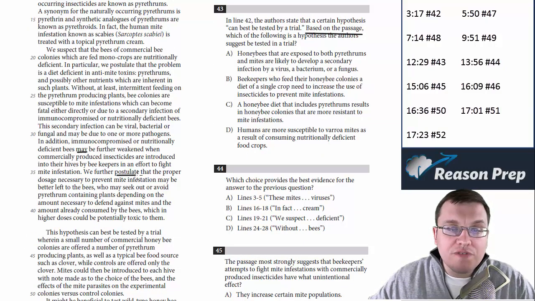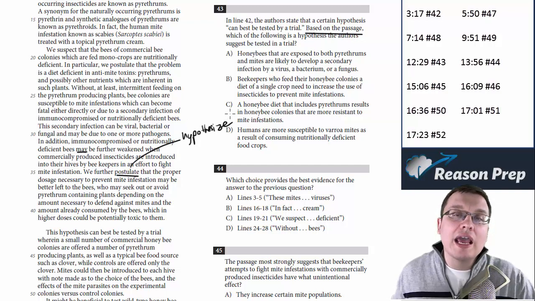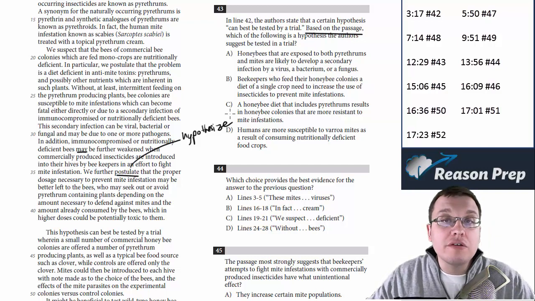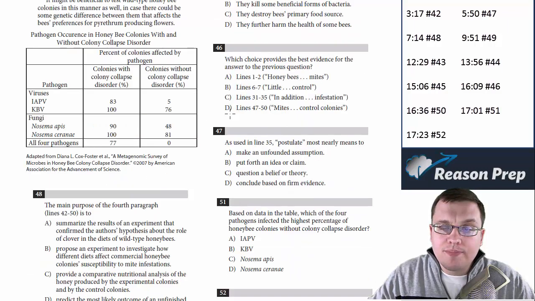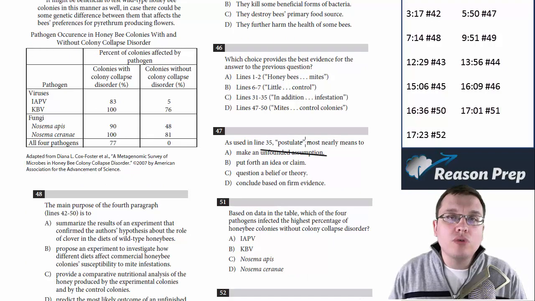All right. We further postulate that the proper dosage necessary to prevent mite infestation may be better left to the bees. So I would say postulate here means like hypothesize, right? They're offering a provisional or temporary possible theory or explanation for something. Okay. Make an unfounded assumption. This is a bit too negative, a bit too uncertain, right?